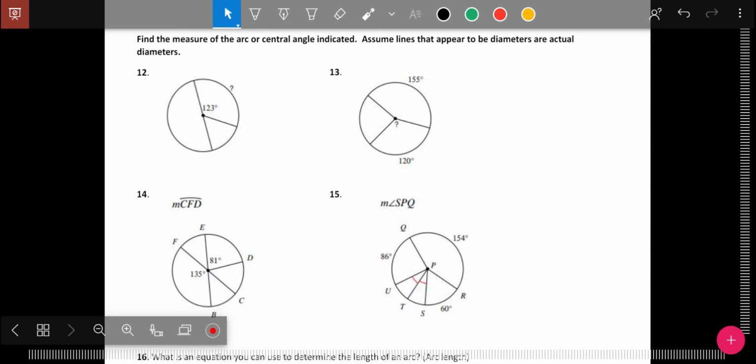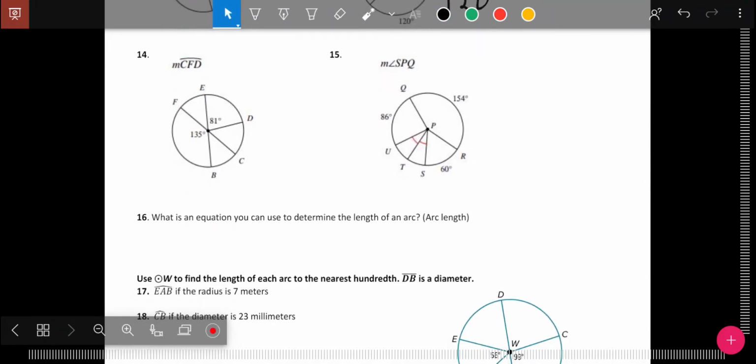Again, this is the central angle. It's highlighted. The center is at the vertex. It hits this arc. This is the intercepted arc, and so they should be the same. So if that angle is 123, the arc is 123. Same thing here. The angle is 120 because the arc's 120.